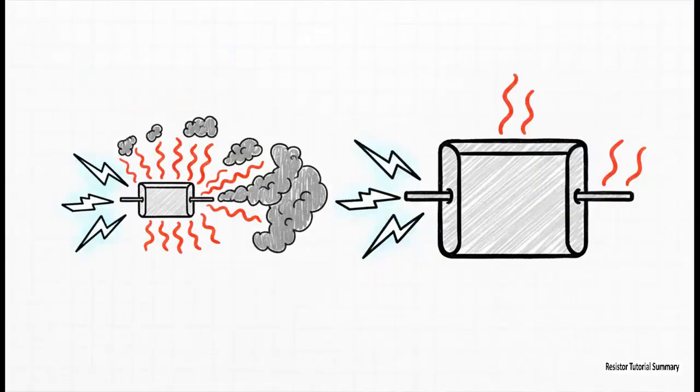The answer is all about power. See, as current flows through a resistor, it does work, and that work generates heat. A resistor's physical size is basically a billboard for how much heat it can get rid of safely without burning itself up. We call this its power rating, and we measure it in watts.